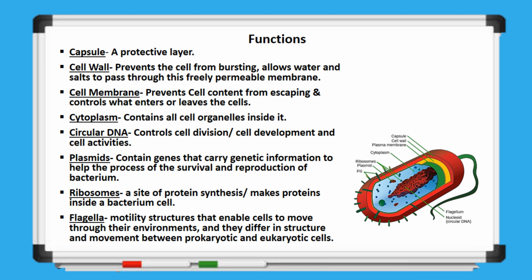The functions of bacterial cell components are crucial for the cell's survival and operation. The capsule serves as a protective layer, while the cell wall prevents the cell from bursting and allows water and salts to pass through its freely permeable membrane. The cell membrane controls what enters and exits the cell, protecting its contents.